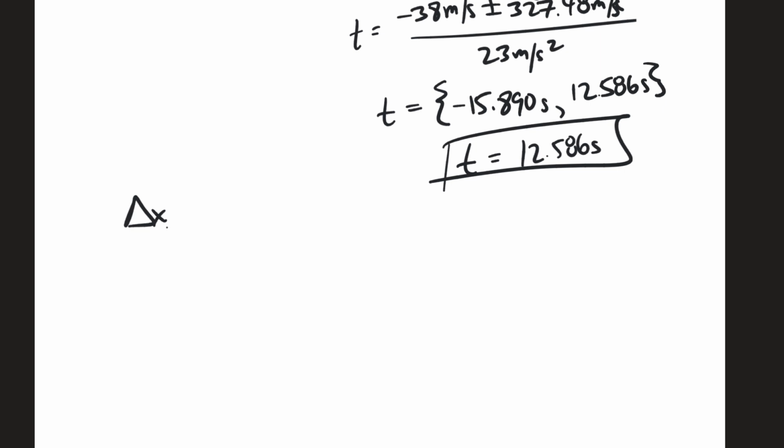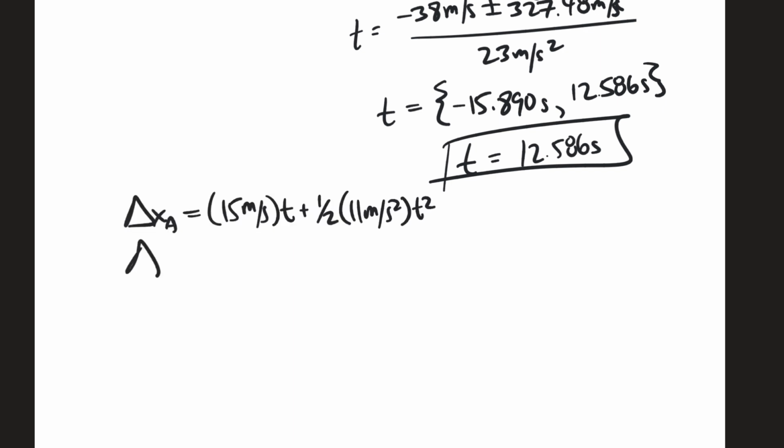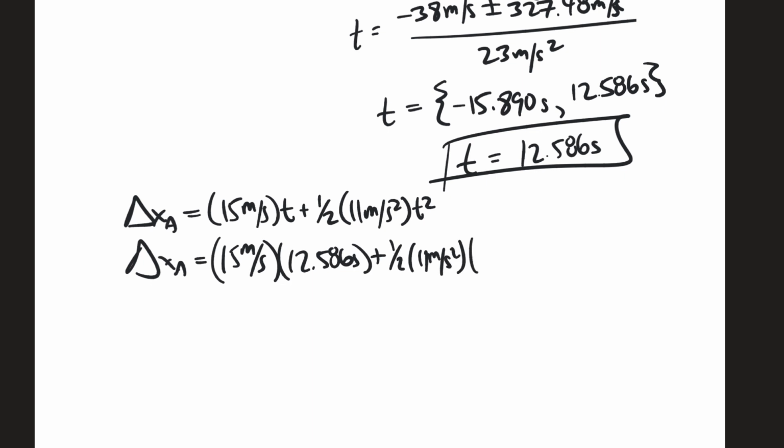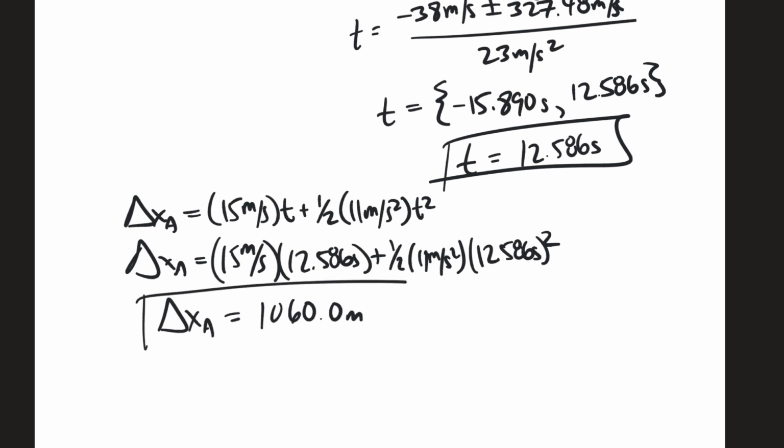Okay, so delta x A equals 15 meters per second times t plus 1/2 times 11 meters per second squared times t squared. I'm going to plug in that value for time. So delta xA equals 15 meters per second times 12.586 seconds plus 1/2 times 11 meters per second squared times 12.586 seconds squared. If you plug that into your trusty dusty calculator, which I highly recommend, you get 1060.0 meters. Way too many sig figs, so we'll just leave it like that for now.